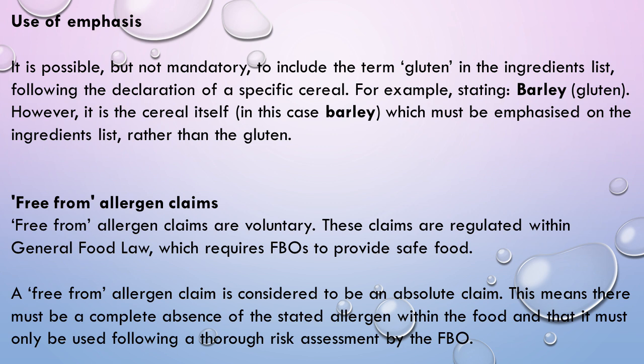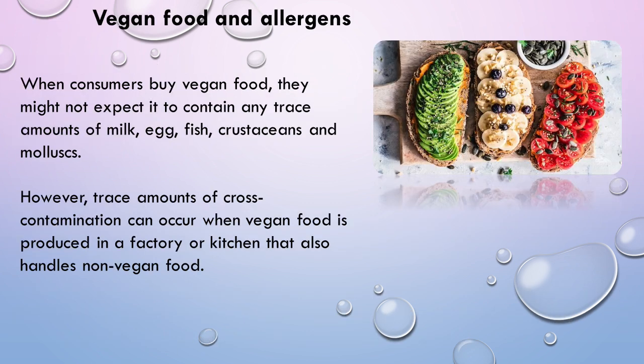Free from allergen claims. Free from allergen claims are voluntary. These claims are regulated within general food law, which requires FBO to provide safe food. A free from allergen claim is considered to be an absolute claim. This means there must be a complete absence of the stated allergen within the food, and that it must only be used following a thorough risk assessment by the FBO.